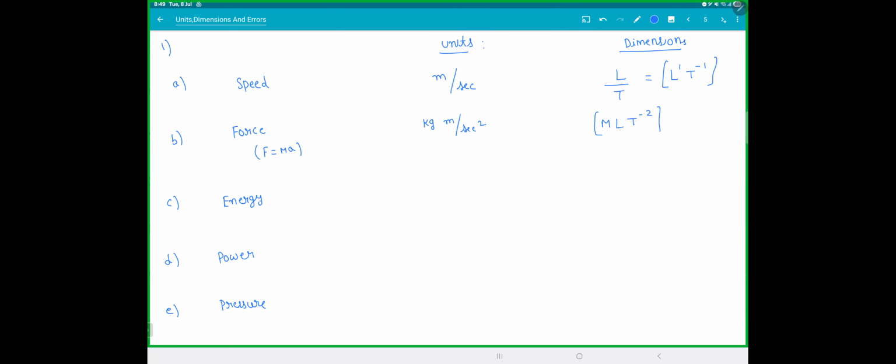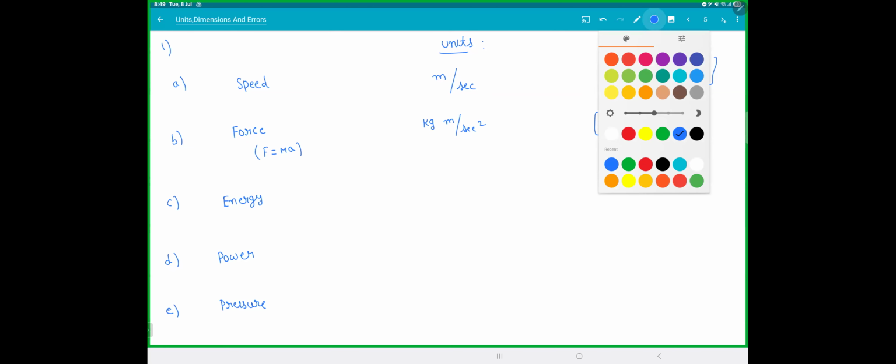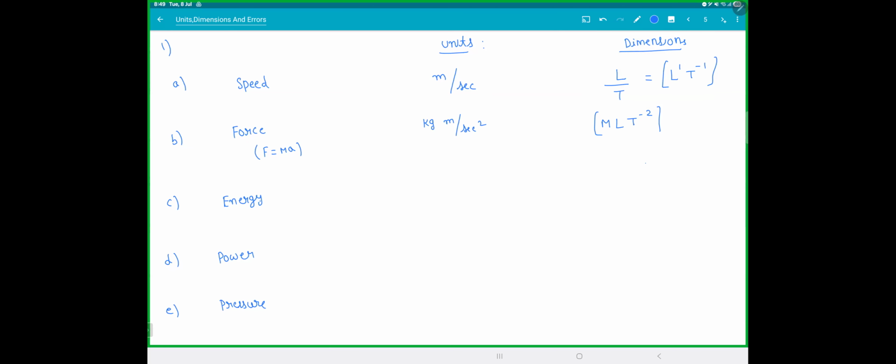What is energy? What is the formula you can think of for energy? Whenever you say energy, generally I think of kinetic energy, half mv square. You can think of something else, mgh, that also works. So half mv square: mass is kg, velocity is meter per second, so meter square by second square. So this will be M L square T minus 2. Understood what we're doing?